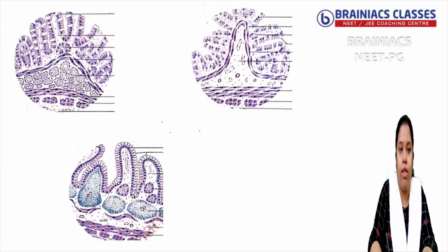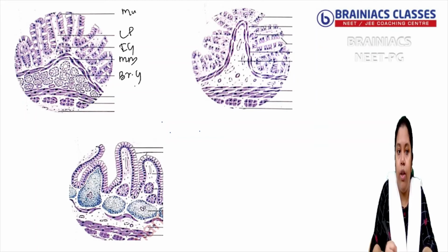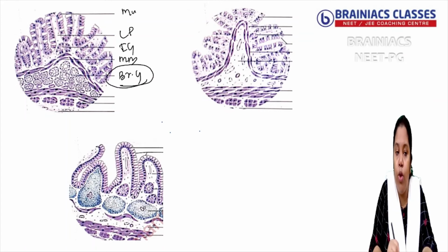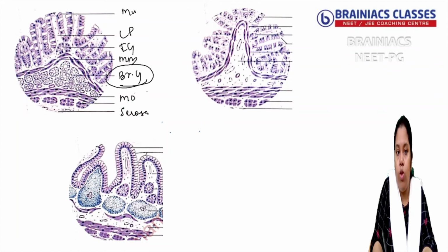So this is the duodenum. This is the mucosa, this is the lamina propria, then this is the intestinal gland. Then you have the muscularis mucosa, and this is the submucous gland or the Brunner's gland. So what's the difference? The duodenum has Brunner's gland or the submucosal glands. This is the muscularis externa, the circular muscles, and this is the longitudinal muscles, and this is the serosa. So these are the layers of the duodenum, and the specialty is that it has Brunner's gland or the submucous gland.